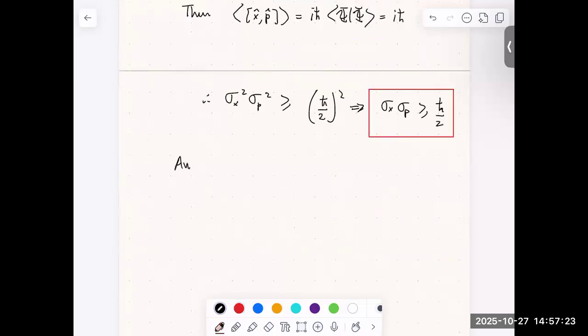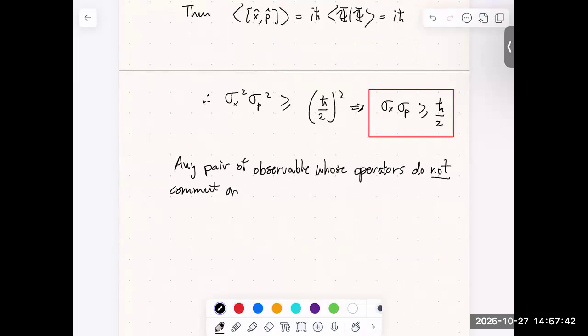So any pair of observables whose operators do not commute are called incompatible. Incompatible observables. So position and momentum are incompatible observables.